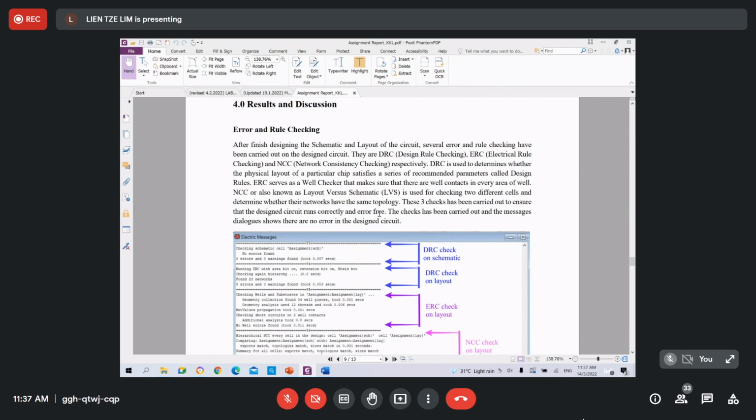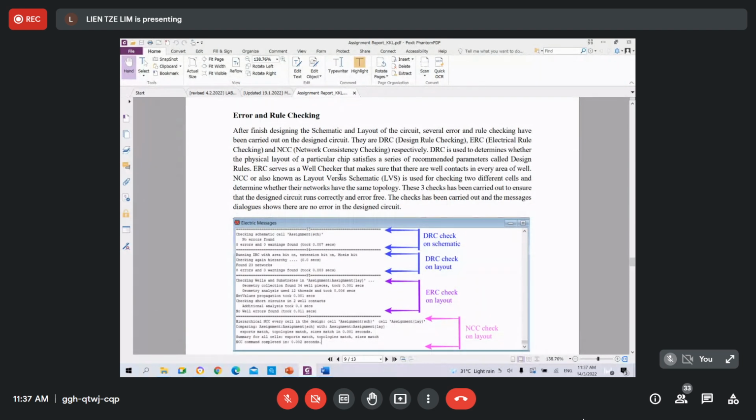And then the result and discussion. Here you can discuss the result. Not only the result, you also can discuss the spice code. When you simulate your diagram, you will need to simulate the spice code, so you can discuss the spice code. And also you can discuss the rules checking.